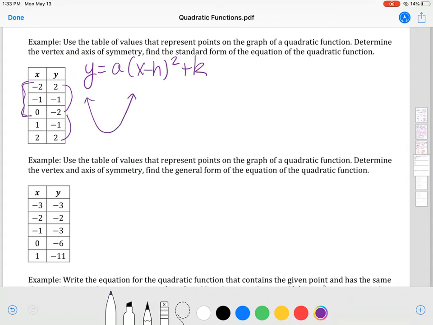So from -2 to 0, it looks like I'm going down, and then at 0, -2, these values start to go back up again. So it's going to be concave up. My vertex is going to be 0, negative 2.